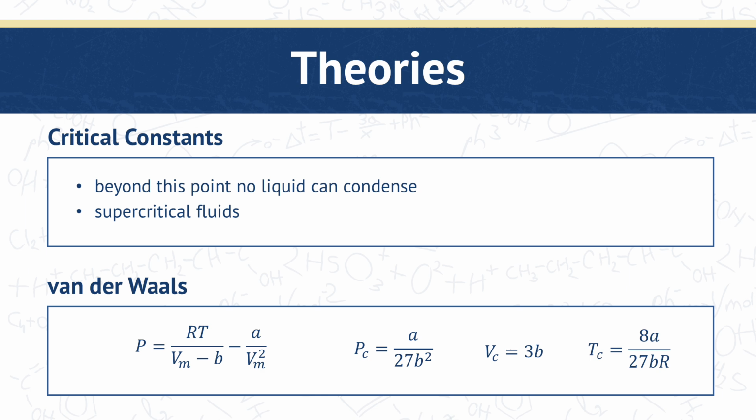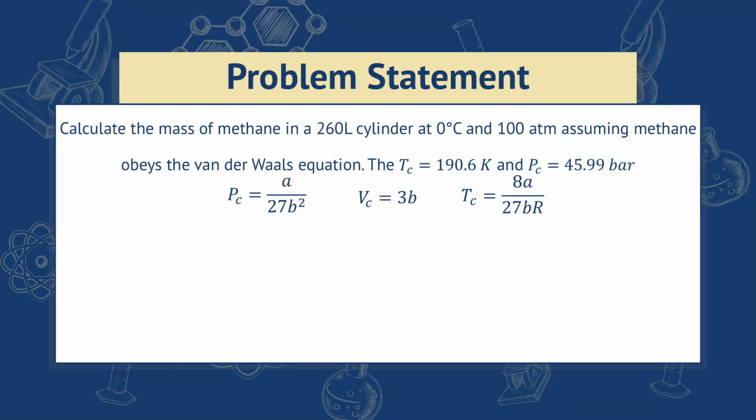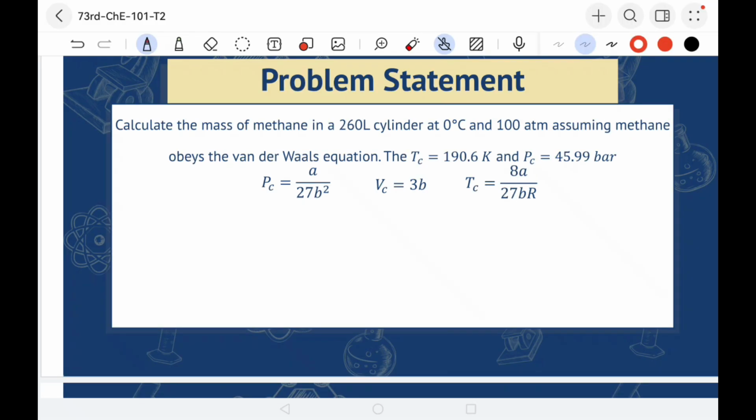Now, let us have our last sample problem. Calculate the mass of methane in a 260-liter cylinder at 0 degrees Celsius and 100 atm, assuming methane obeys the van der Waals equation. The critical temperature is equal to 190.6 Kelvin, and the critical pressure is 45.99 bar. To solve this problem, we must first solve for the values of a and b. We can use PC and TC for that.